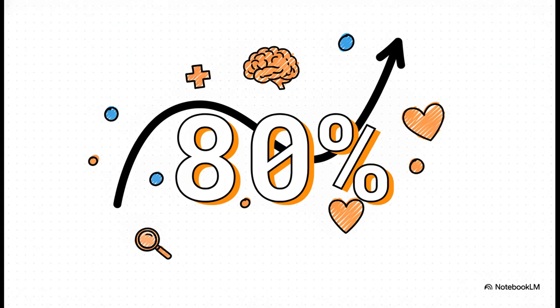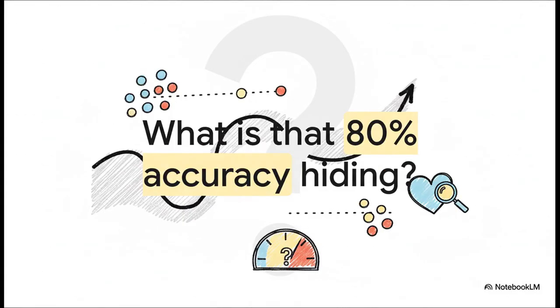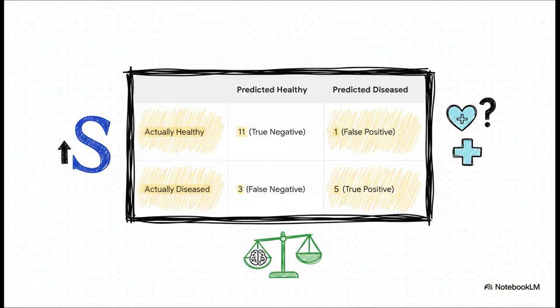I mean, it's a B in school, not bad, right? But what is that 80% number actually hiding? Because that one number, it never tells the whole story. And when we're talking about something like a medical diagnosis, the details it's hiding could be the difference between life and death.